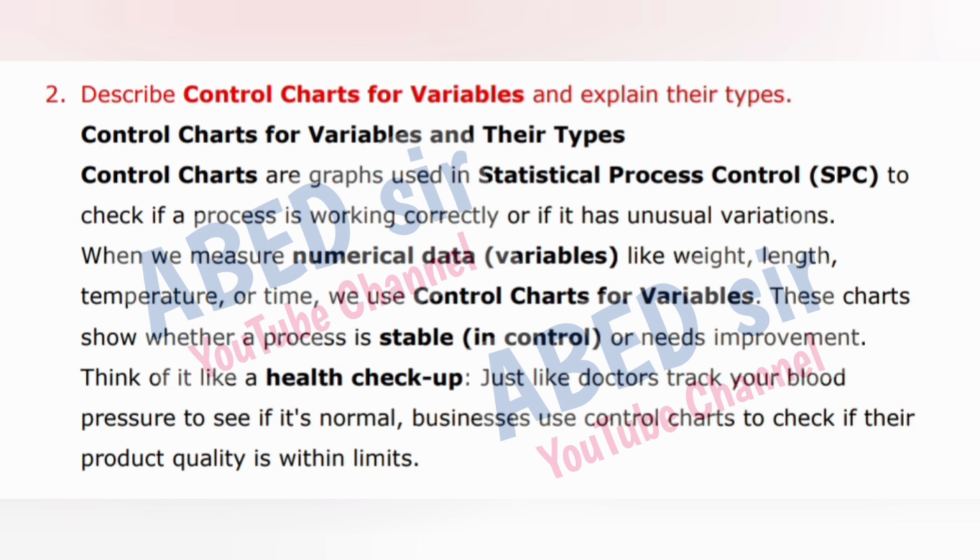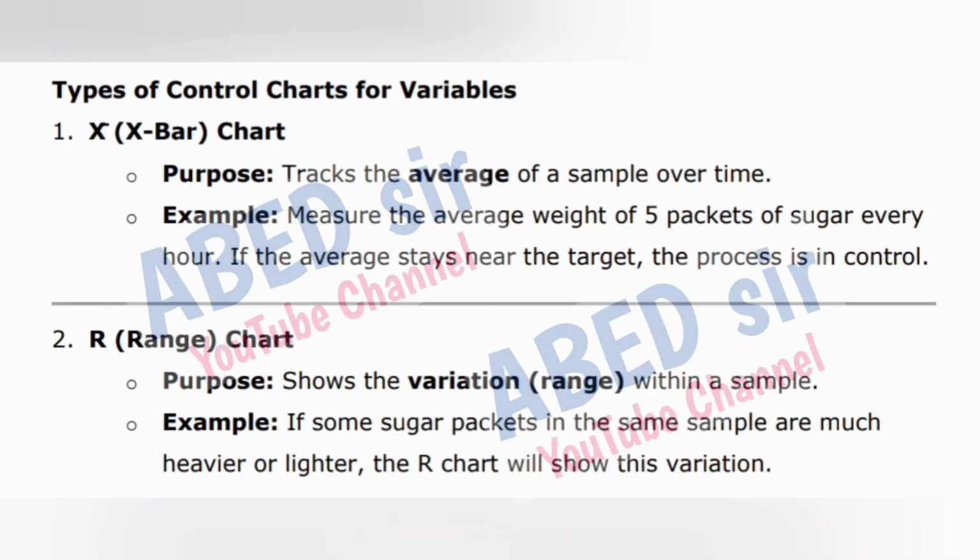Think of it like a health checkup. Just like doctors track your blood pressure to see if it's normal, businesses use control charts to check if their product quality is within limits. Types of control charts for variables. 1. X bar chart. Purpose: tracks the average of a sample over time. Example: measure the average weight of 5 packets of sugar every hour. If the average stays near the target, the process is in control.